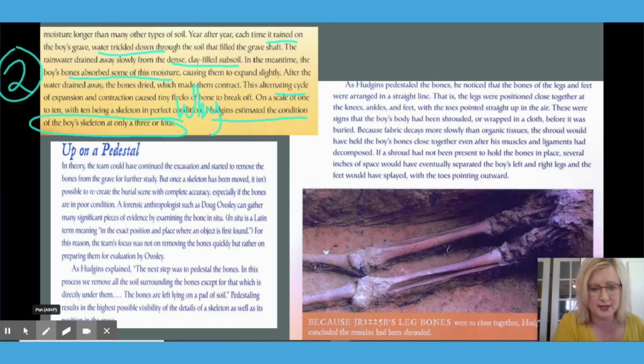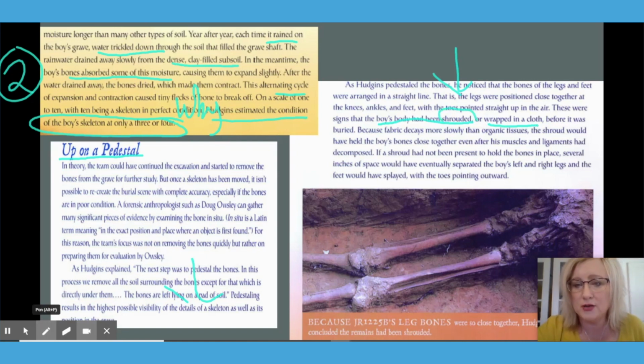Again, a little further down, they talk about this process of pedestaling, where they leave the skeleton in situ, which means you don't move it, not just because of the fragility, but because of finding other pieces of evidence. So they describe this process of pedestaling the bones through here, and it continues up here. And they're starting to notice the idea that the body had been shrouded or wrapped in cloth.